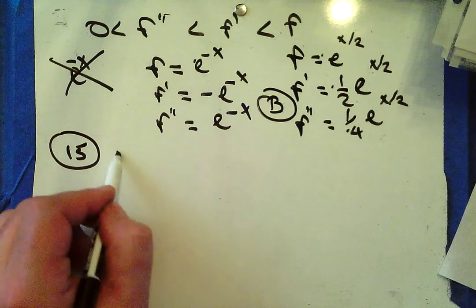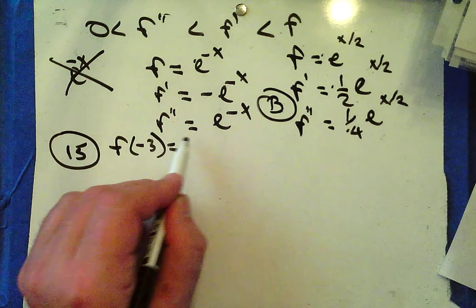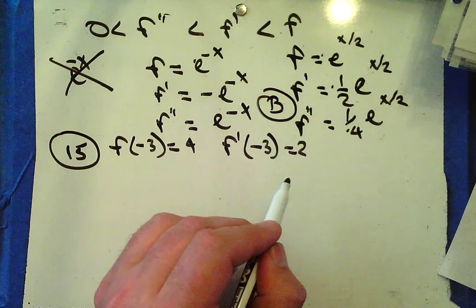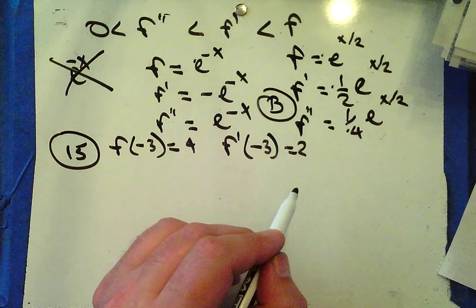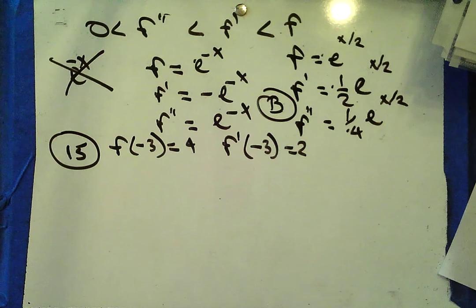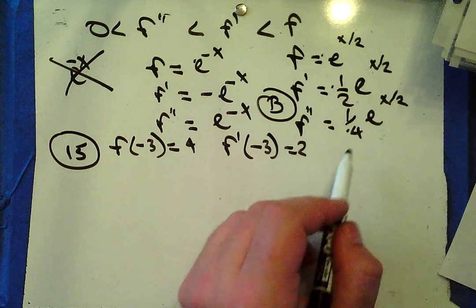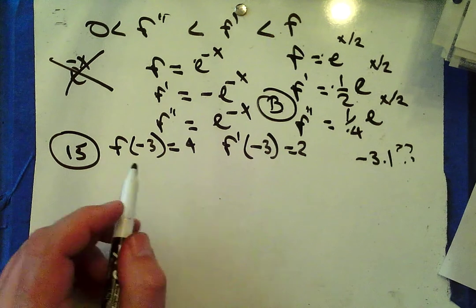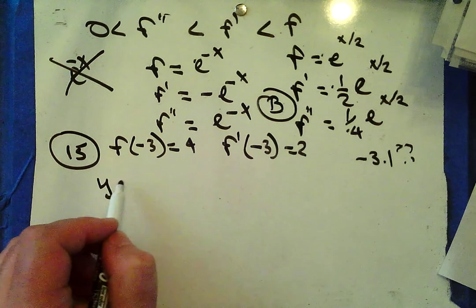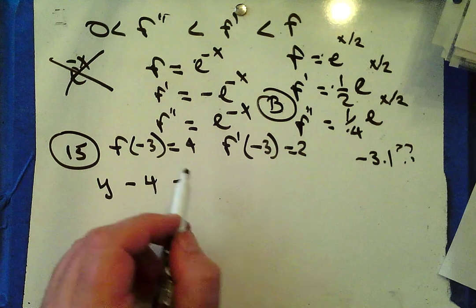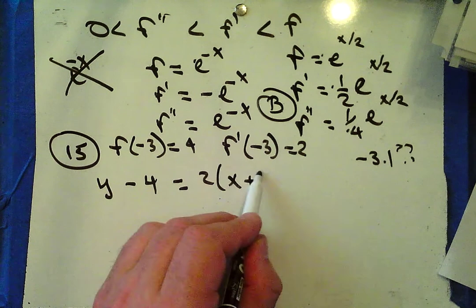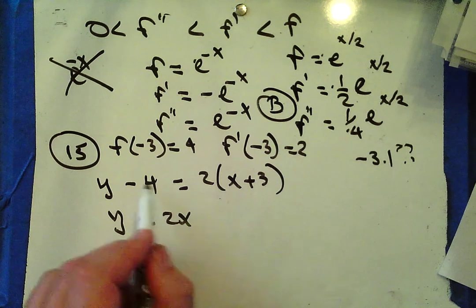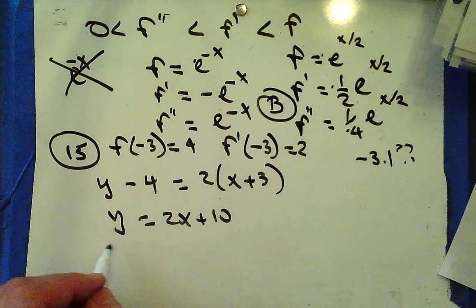15 says f of negative 3 equals 4, and f prime of negative 3 equals 2. What's the tangent line approximation of negative 3.1? Okay, so let's build the tangent line. y minus 4 equals 2 times x plus 3. y equals 2x plus 6 plus 4, which is 2x plus 10.